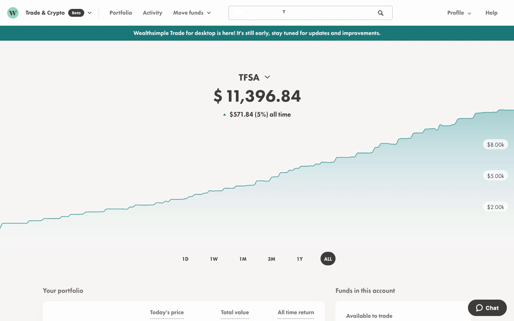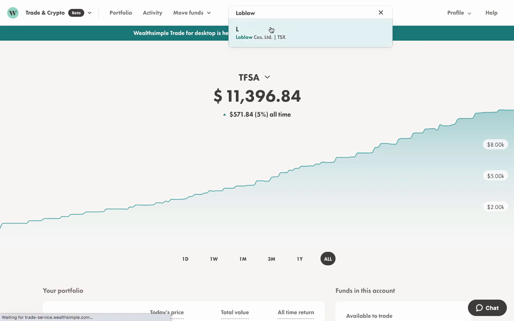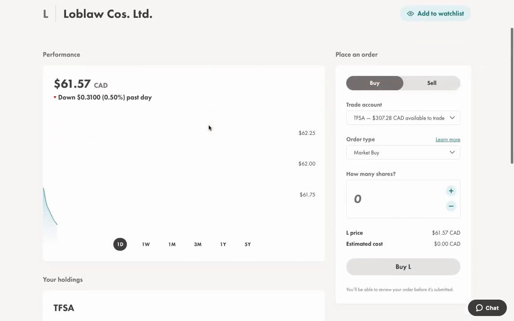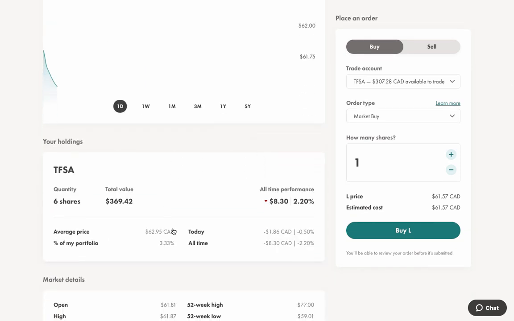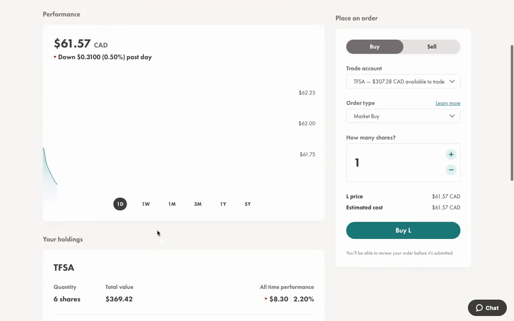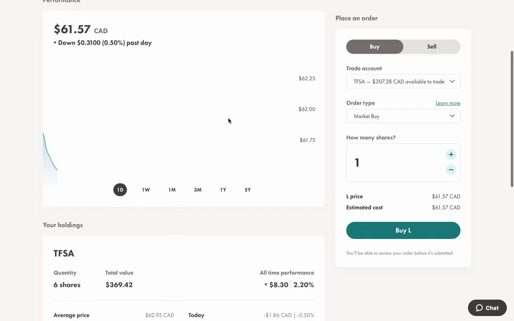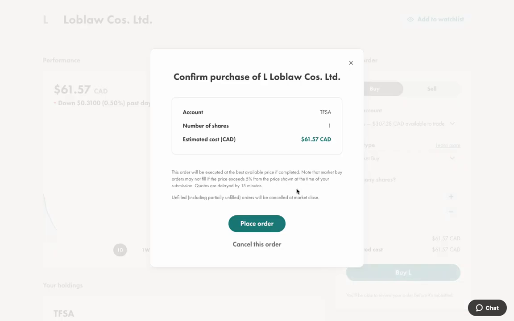So let's start off with Loblaw. We can just go like this. I just want to take one at a market buy. And you can see even in here too, my average price, $62.95, and we're sitting at $61.57 right now. And so I'm just going to go ahead and buy one at a market buy.